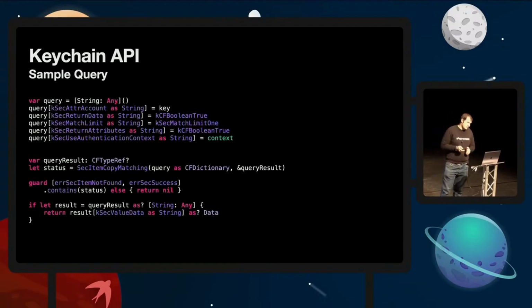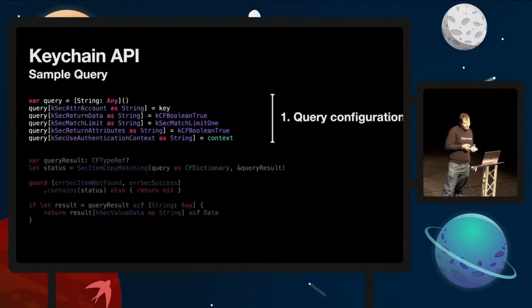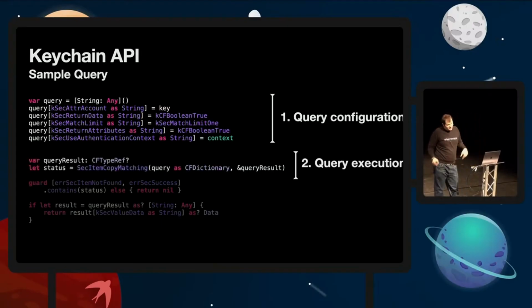Let's get back to our query. It looks again quite complex, but let's break it down. As I said, when we break it down, it's actually very, very simple under the hood. The first part is the query configuration. We ask Keychain what we want to do, in what format data do we want to receive. And the second part is we actually execute the query. Notice how small that part is. It's just one line of code.